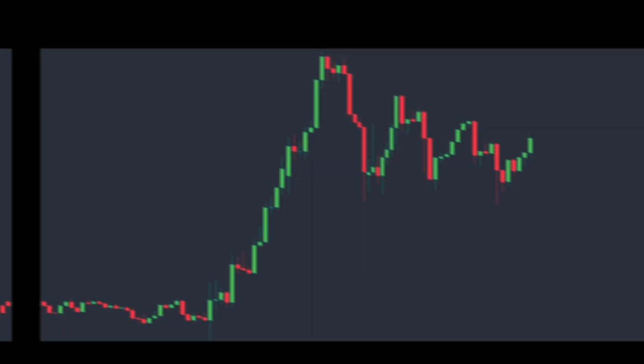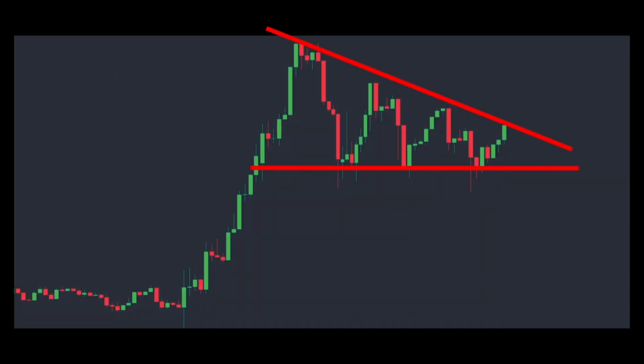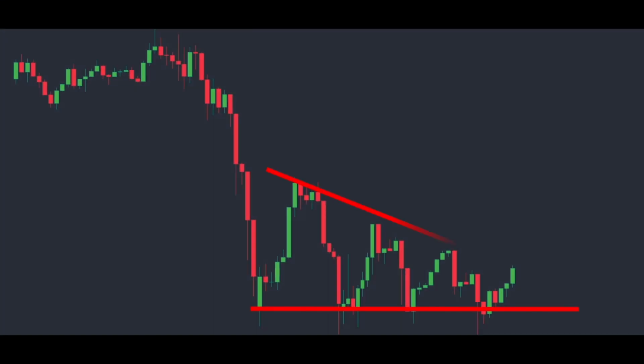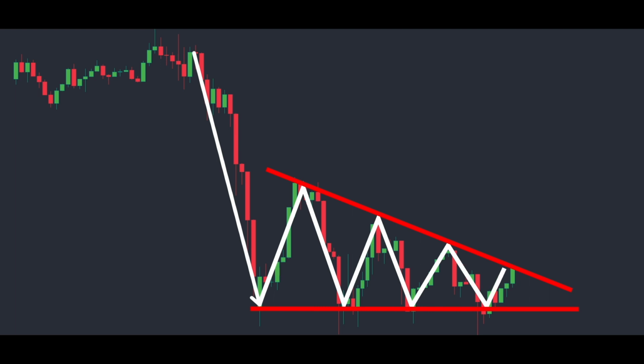This pattern can also be formed in both bearish and bullish markets. A bullish descending triangle starts with an uptrend followed by the pattern formation. A bearish descending triangle starts with a downtrend followed by the pattern formation.